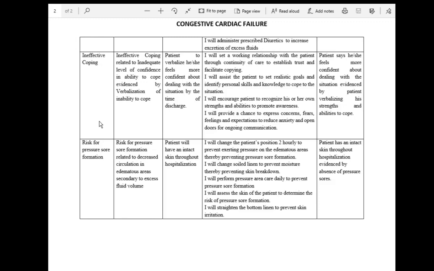So basically, ineffective coping is about the psychological care. So all the interventions that we are giving is basically psychological care.